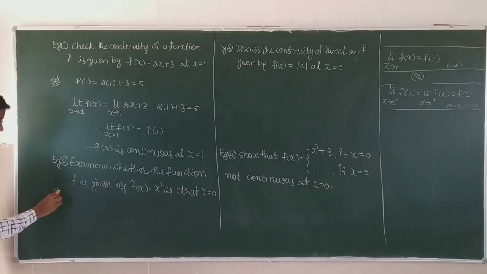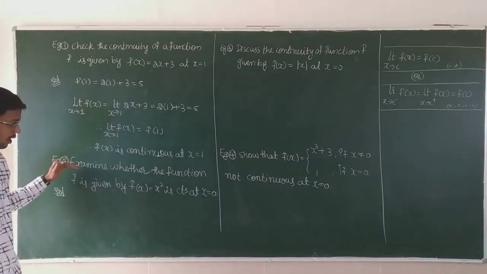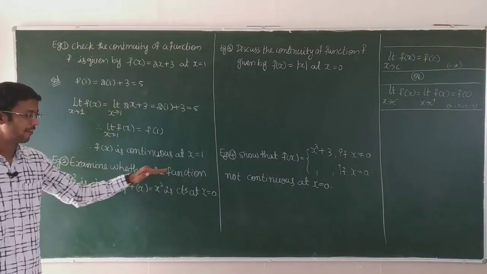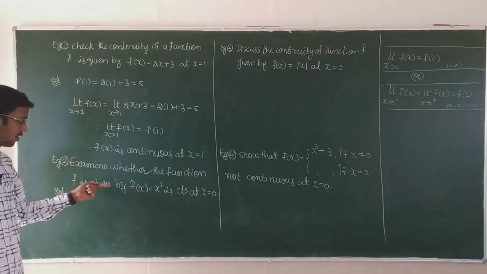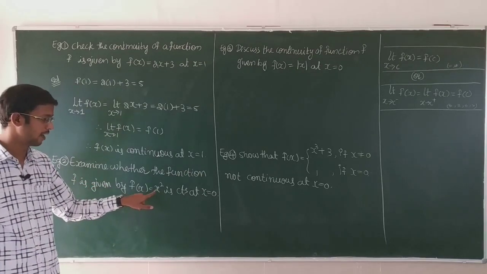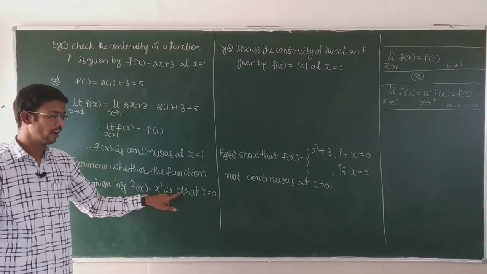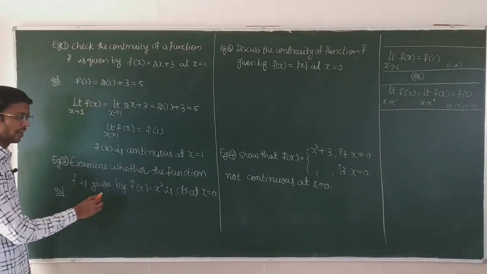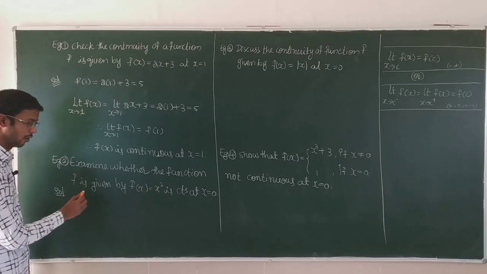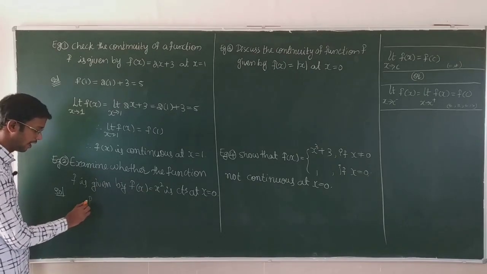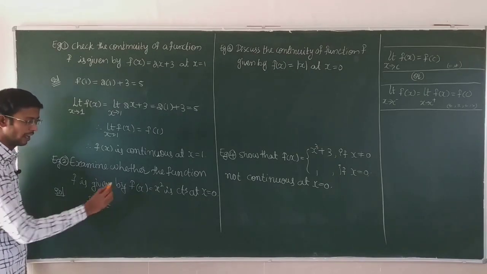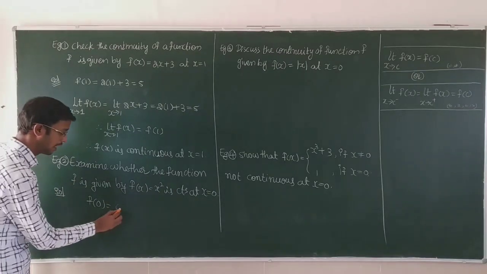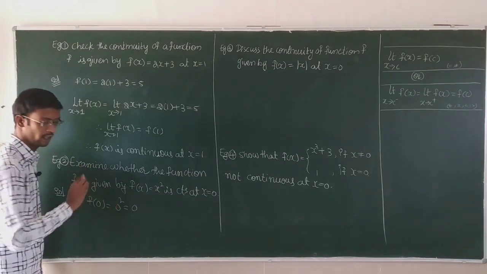Next, example 2. Examine whether the function f given by f of x is equal to x square is continuous at x is equal to 0. For that purpose, we have to find f of 0 first. F of 0, 0 square is 0 only.